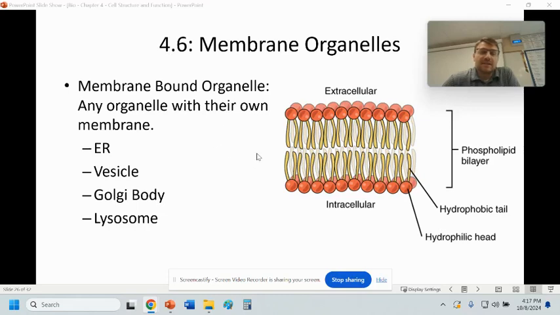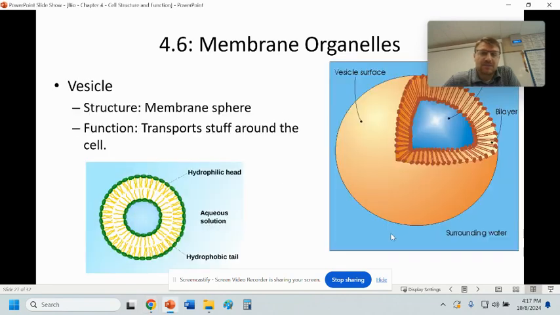This will be the last section in chapter 4, and this is going to be about membrane-bound organelles. When we talk about membrane-bound organelles, we're talking about any organelle with its own phospholipid bilayer. You can see here, these phospholipids make up the bilayer or the plasma membrane, and each one of these is going to have their own phospholipid bilayer or membrane. We're going to talk about something called the ER, vesicles, Golgi body, and lysosomes in this section.